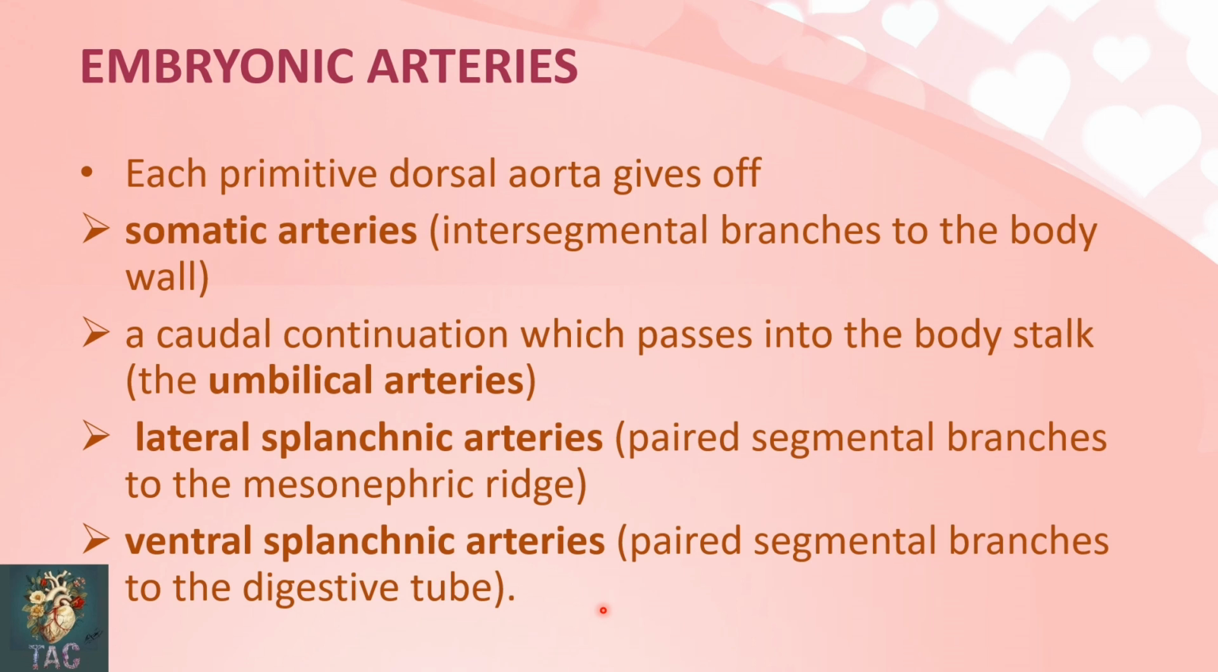So please, dear students, do remember that all these points are not given in the book, but they are very important from MCQ's point of view. So please listen carefully. These are all MCQs. The somatic arteries, also called intersegmental to the body wall. The caudal continuation after passing into the body stalk is the umbilical artery. The lateral splanchnic arteries are paired segmental branches to mesonephric ridge. And the ventral splanchnic arteries, these are the paired segmental branches to the digestive tube. A little bit of detail about these.